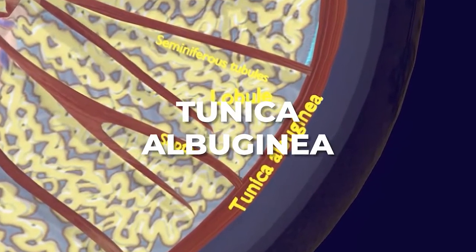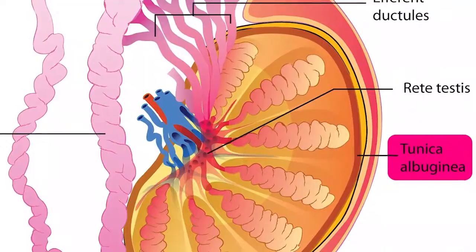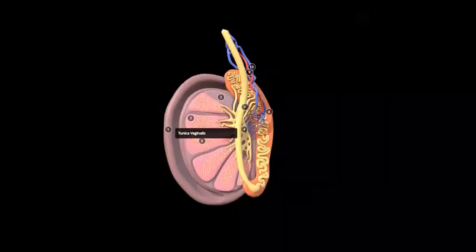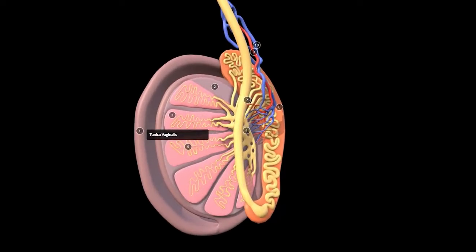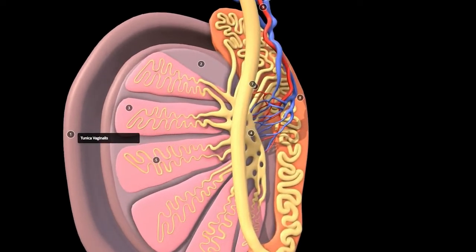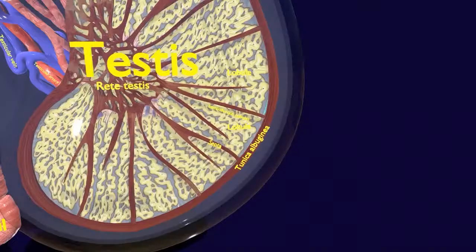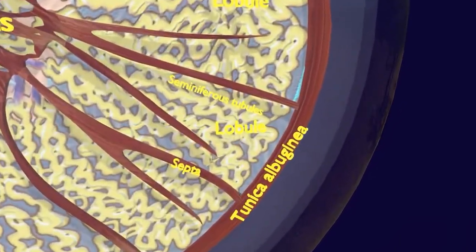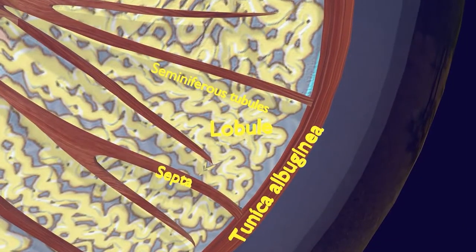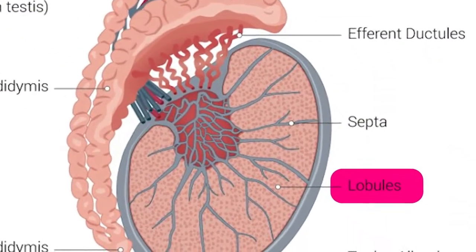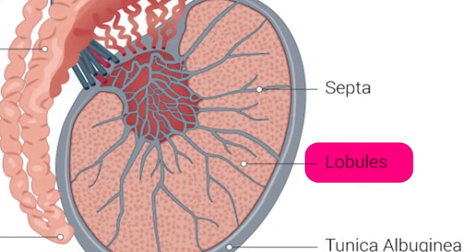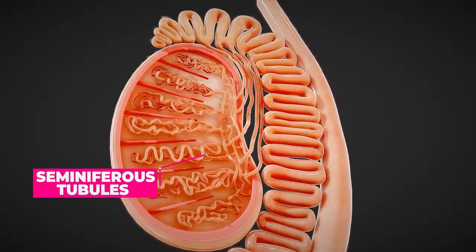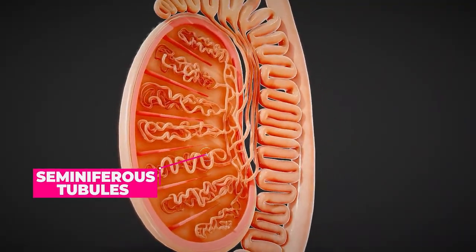Tunica albuginea. The tunica albuginea is a dense, fibrous layer of connective tissue that surrounds the testis, providing structure and protection. It is a thick, tough layer that forms the outer covering of the testis. Internally, the tunica albuginea sends septae, thin partitions, into the testis, dividing it into lobules. This layer also plays a role in maintaining the shape of the testis and ensuring that the seminiferous tubules are securely enclosed for optimal sperm production.